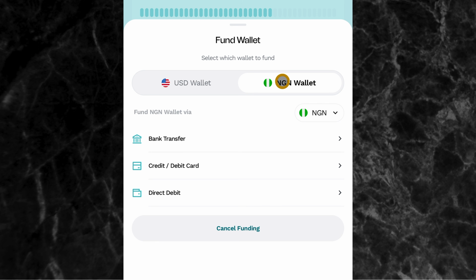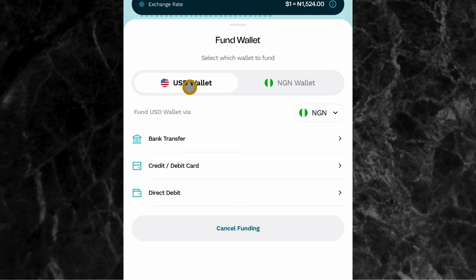And there are different ways to deposit money into your wallet or fund your wallet on the Risevest app. For the USD wallet, you can deposit via bank transfer. This means that you can deposit directly from your bank account to your Risevest USD wallet. And you can also deposit through credit or debit card. So if you have either a credit card or a debit card, you can use that to deposit money into your USD wallet. And then you have this third option, which is called direct debit.